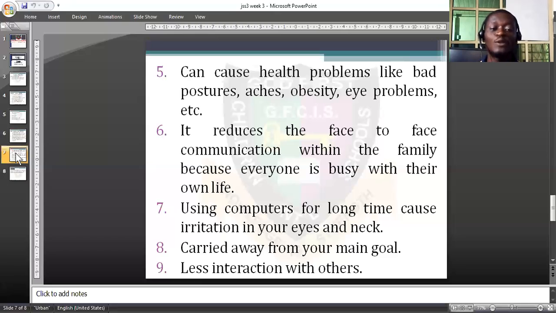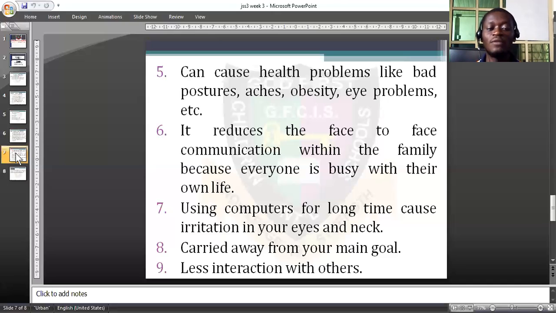Number seven is that using the computer for a longer time causes irritation to the eye and neck. When you sit with the computer for a long period of time, you begin to feel some stress on your neck. You begin to feel some strain in your eye. Your eye can begin to water or begin to itch you inside because you have been seated at the computer for a long period of time.